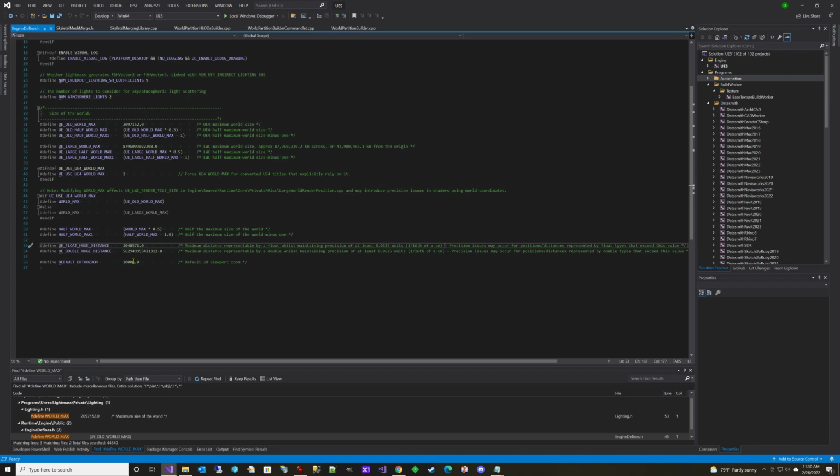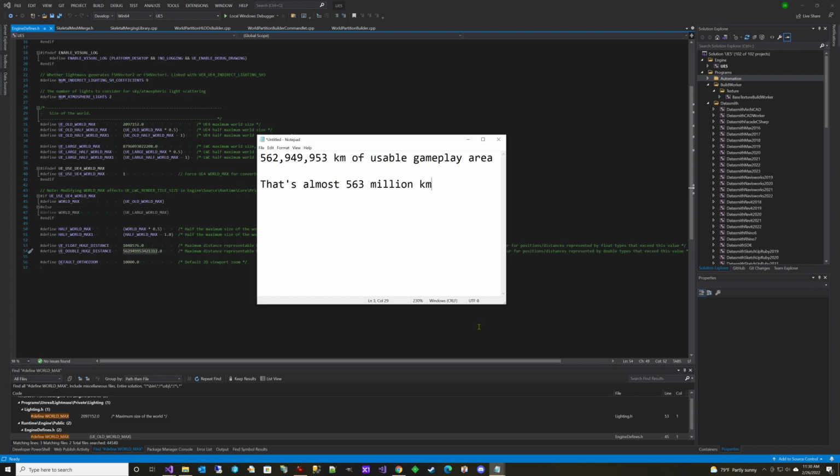But now they're not using world origin shifting anymore. And now the actual playable area at 1/16 of a centimeter precision is this value here. I've done the math out and here's what it ends up. So you basically end up at 562, almost 563 million kilometers of playable area. This is huge for large games. This is going to be awesome.